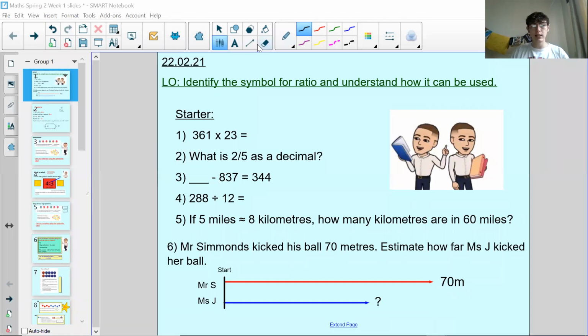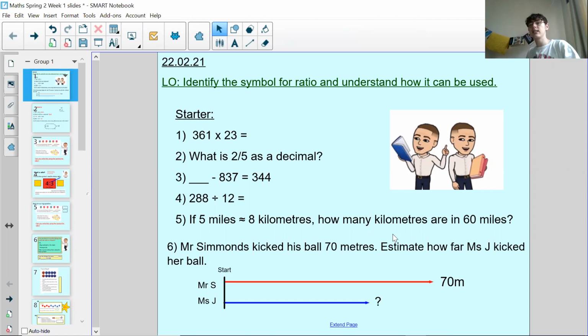Today is Monday, the 22nd of February. This week we're going to be looking at ratio. I'll just start sharing my screen now. As you can see, our learning objective is to identify the symbol for ratio and understand how it can be used. So throughout this week, we're going to be learning about ratio.